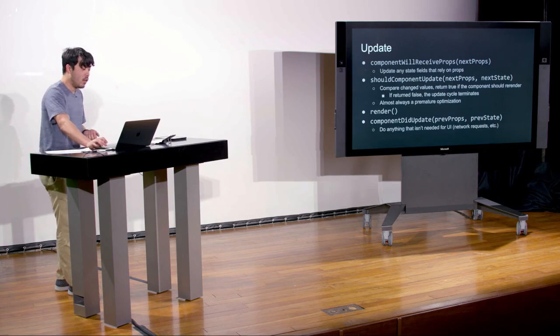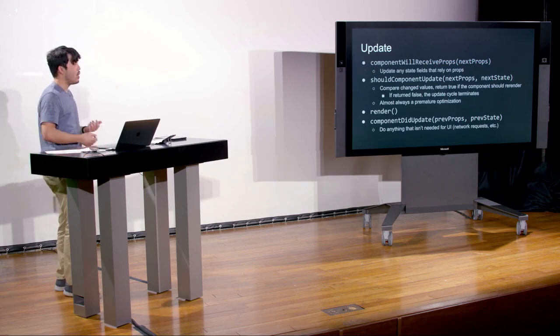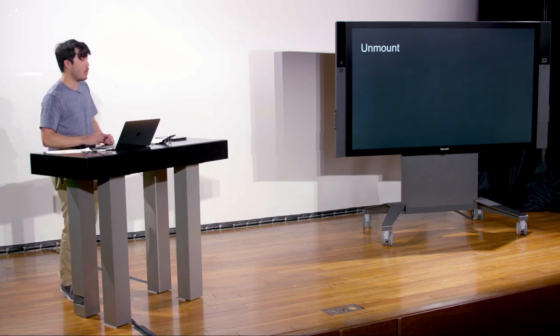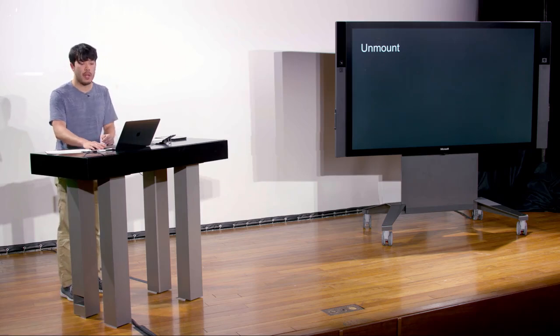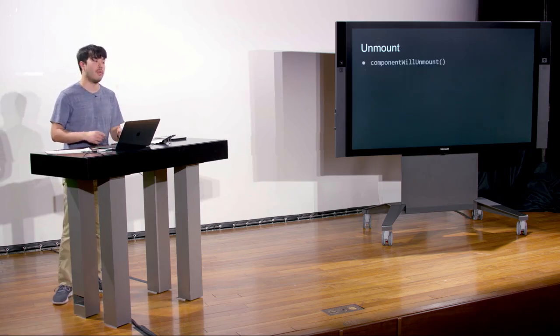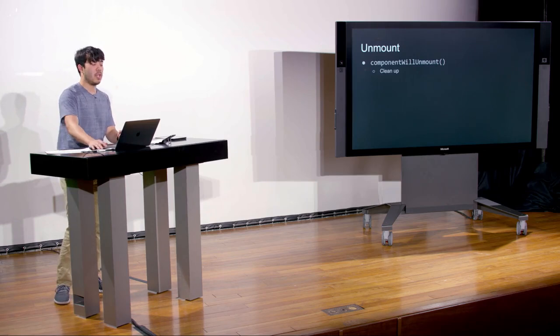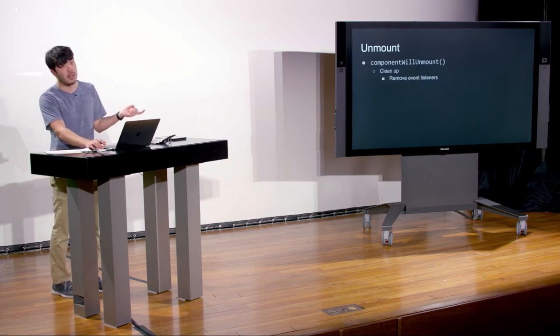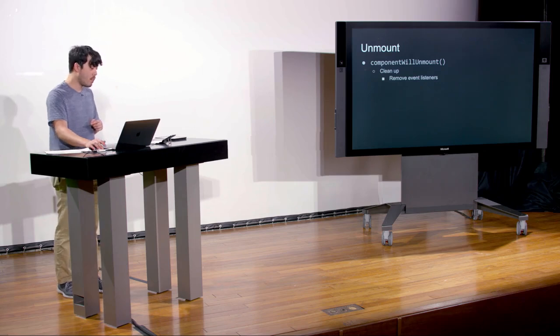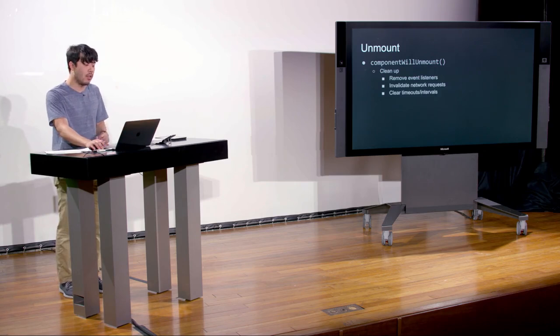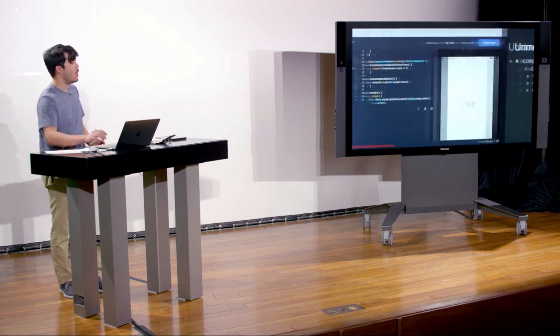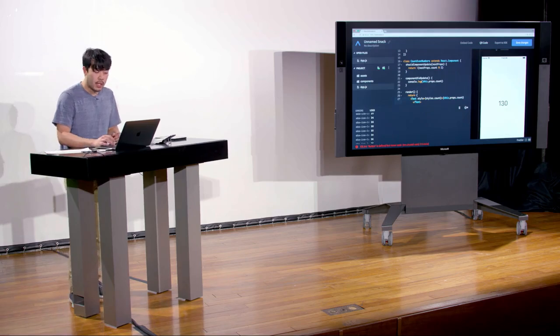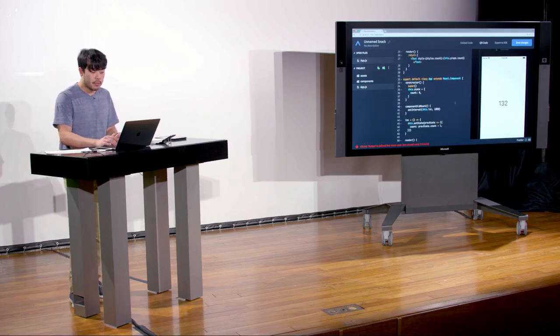So that's the update cycle. And then lastly, we have what's called the unmount cycle. There's only one thing that happens in the unmount cycle. You have componentWillUnmount, which gives you a chance to clean up. What do I mean by clean up? Well, you can remove any event listeners if you added them in React, mostly web. You can invalidate any network requests that you have out. Or lastly, you should clear any timeouts or intervals. And so there are actually some bugs that you can create if you're not careful.